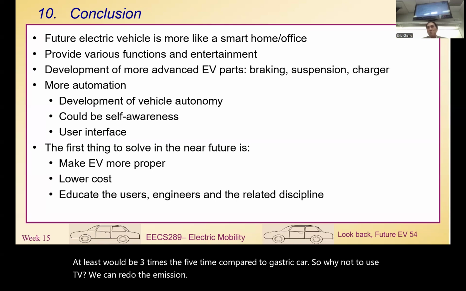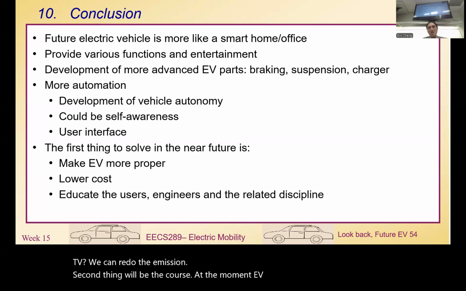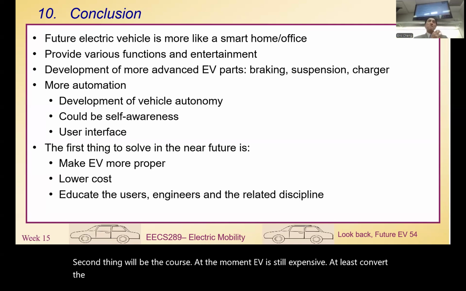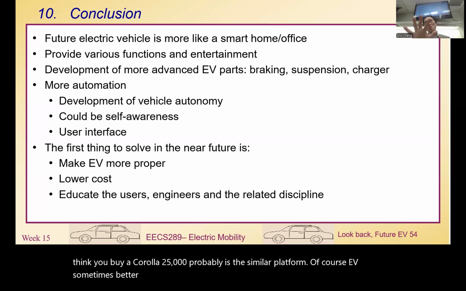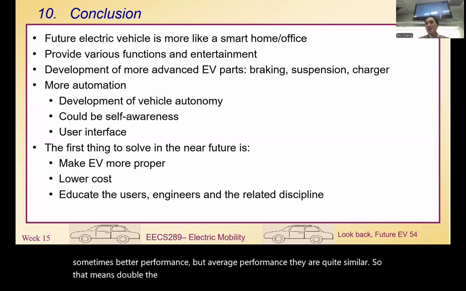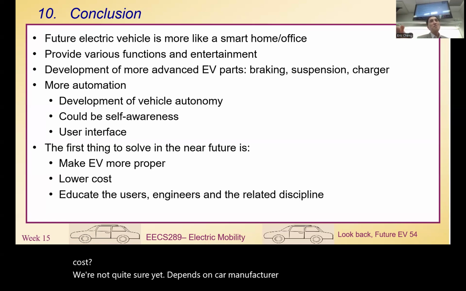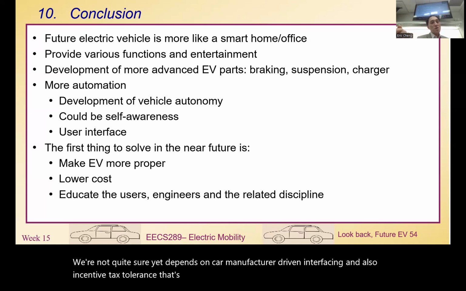The second thing will be the cost. At the moment, EV is still expensive. At least compared to a vehicle of the same kind of performance, it's double the price. You buy a Tesla, 50,000. I think you buy a Corolla, 25,000. Probably it's a similar performance. Of course, EV sometimes has better performance, but on average, they are quite similar. So that means usually double the price, which we don't quite like. So how do we reduce the cost? We're not quite sure yet. It depends on the car manufacturer, carbon interfacing, and also incentives, tax, and others. That's the thing we can do. So that's the first thing we need to solve in the near future.